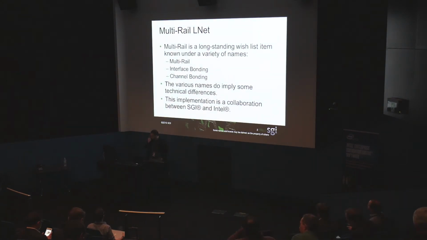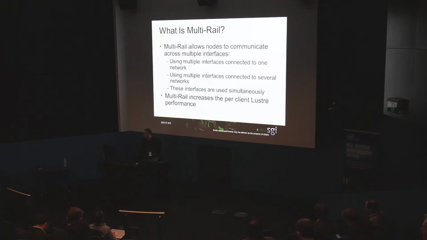So multi-rail has been a long-standing request from the community, and it has been discussed in a few different ways: multi-rail, interface bonding, or channel bonding. These three things are slightly different in how they get implemented. But what we've looked at is actually multi-rail, and I'll talk about that today. So, what is multi-rail?